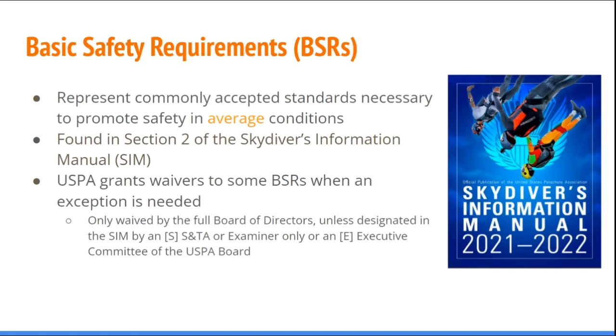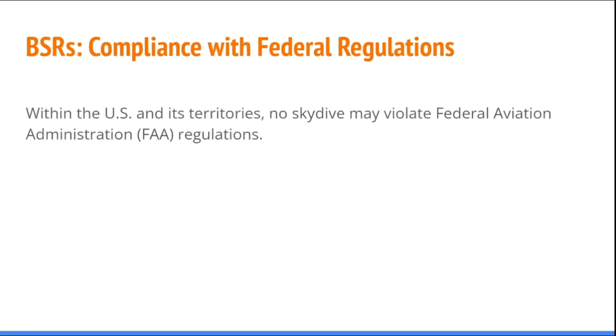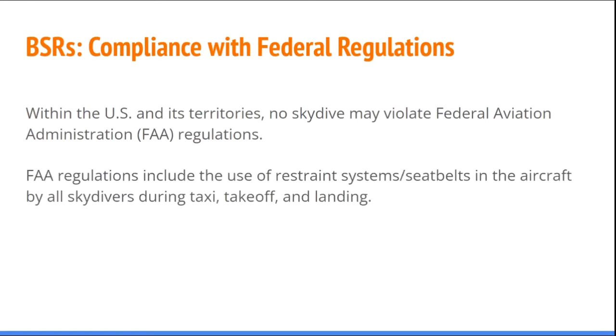So what are some of the requirements that USPA lays out? Well, the first is complying with federal regulations. So not surprisingly, if you are in the United States, you may not make a skydive that violates FAA regulations. And one of the regulations that you've been adhering to ever since you were a student is that you must use the restraint system or seat belts in an aircraft anytime during taxi, takeoff, and landing.